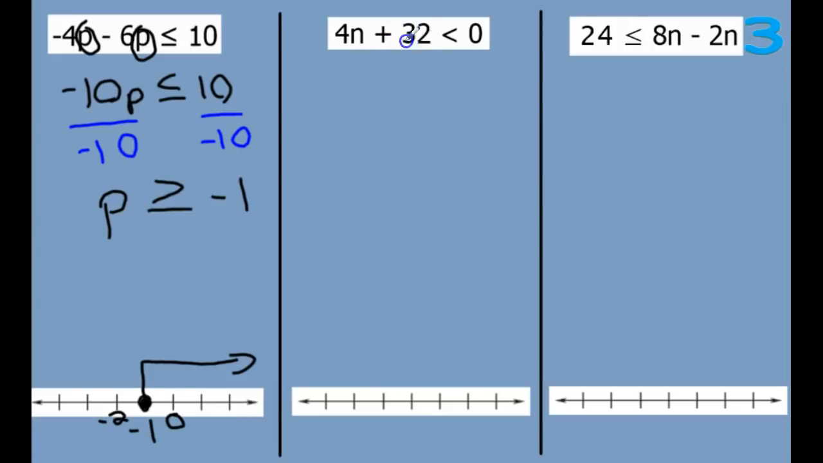Here we need to get rid of our plus 32, so the opposite of that is minus 32, and minus 32 over here. So we get 4n is less than 0 minus 32, which is negative 32.